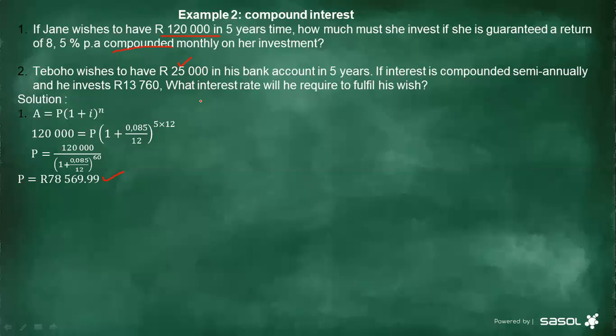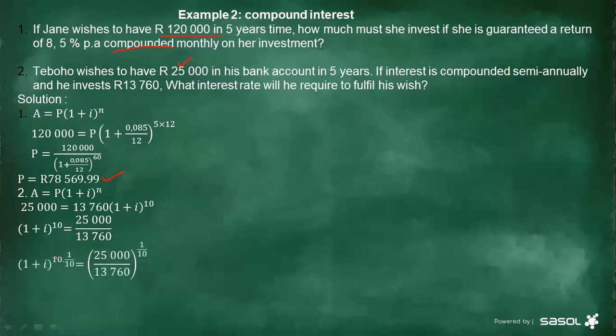Remember, the future value is something that you wish to have or to accumulate after a certain number of years. So this is A, and N is 5, and P is 13,760. Then we are looking for I. Let's substitute and see what we get. The first step is to divide by 13,760, and this is what we did. Now, because we are calculating I, we need to get rid of this exponent 10.